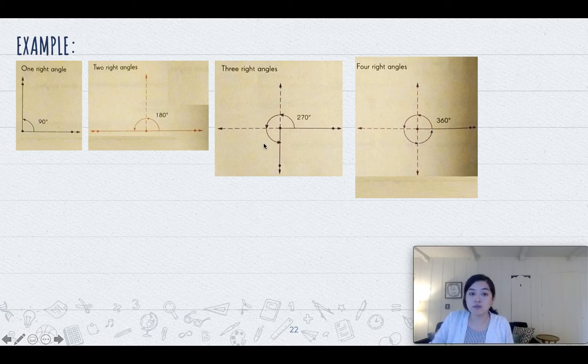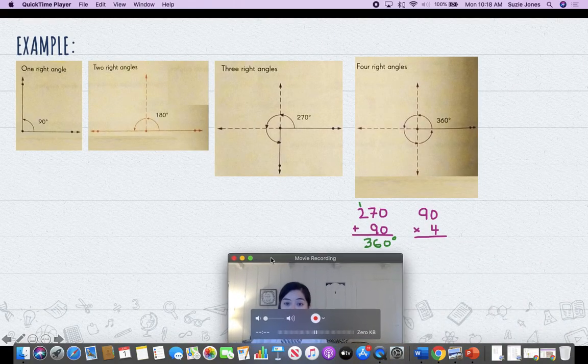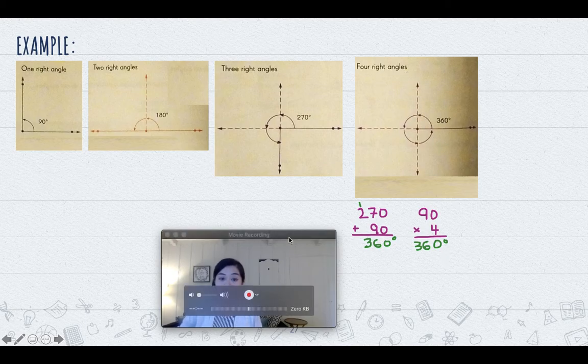So what we could do is, I know that 3 right angles is 270, and I just have to add one more right angle to make 4 right angles. So let's do 270 plus 90. When you add it, that gives you 360 degrees. Or we see that there are four 90-degree angles. So 90 times 4: 4 times 0 is 0, and 4 times 9 is 36. So it's 360 degrees. So 4 right angles makes 360 degrees.